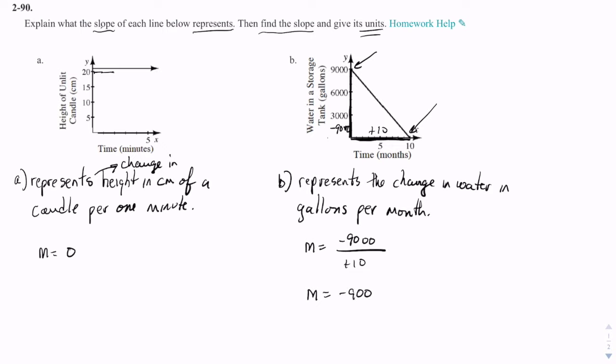And actually, I have to go back and fix these because they wanted units. So for the first one, the slope is 0 centimeters per minute. And for this one, the slope is negative 900 gallons per month. And there's the slope.